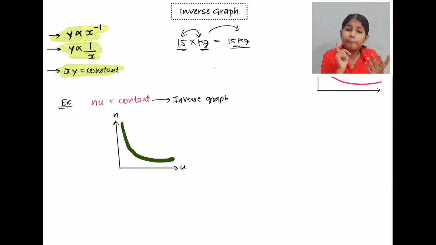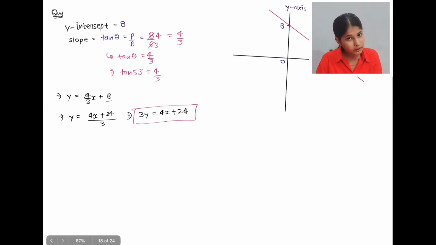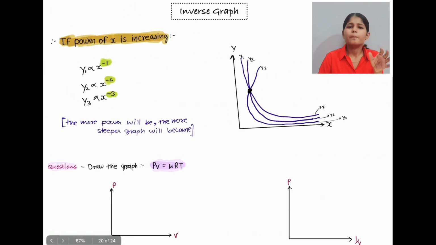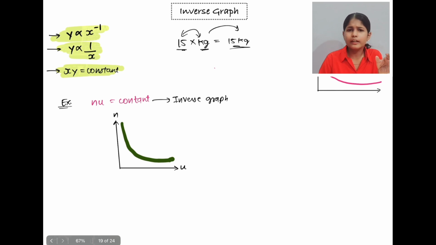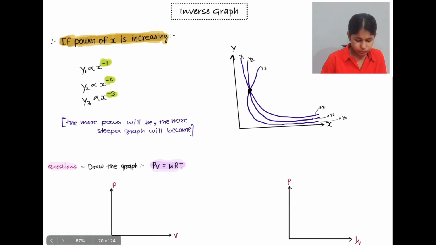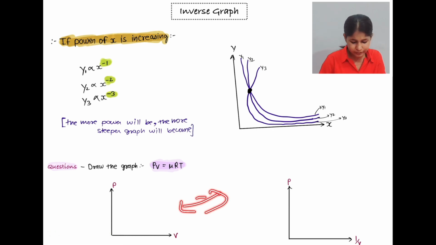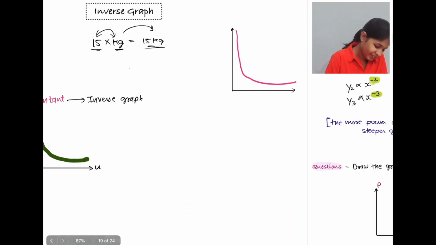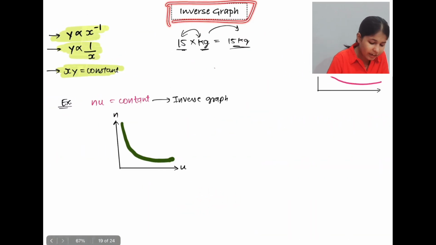Actually, our main graph was a straight line graph. If you have understood the straight line graph, you will automatically understand the inverse graph also. So kindly recall this, and then we are going to solve this question. I am very excited to solve it, as it is a little bit tricky. So let's start with the inverse graph.